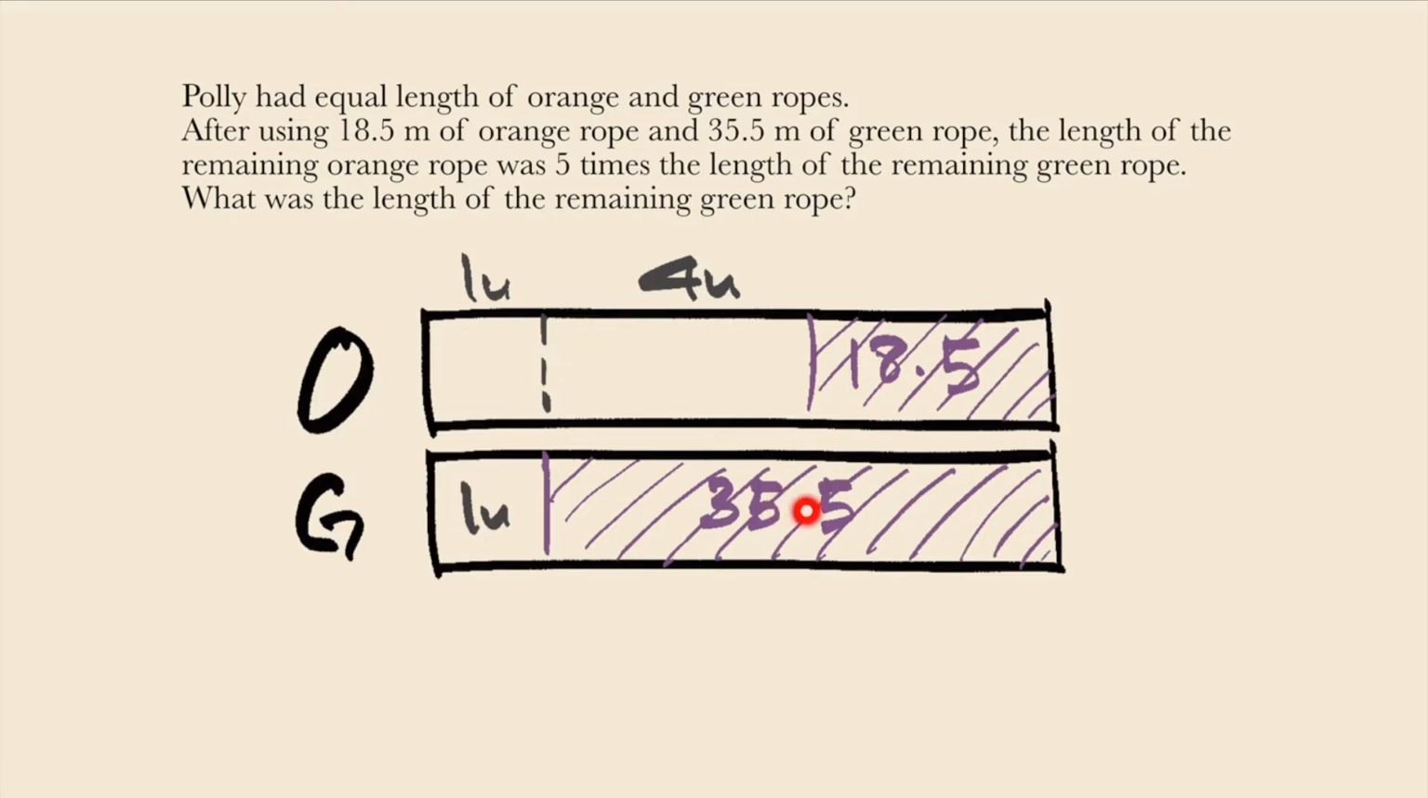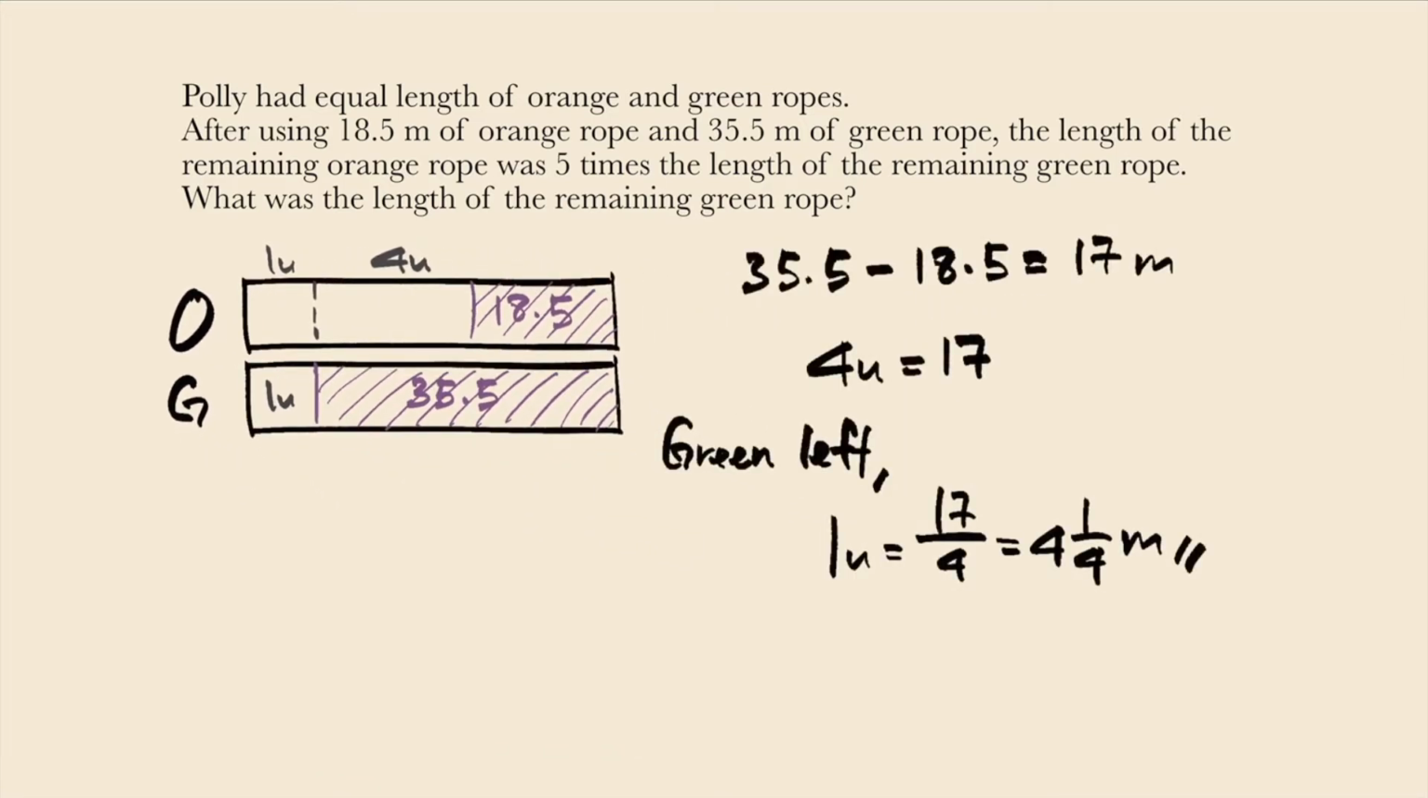Now, if we can find the difference between these two, which is this unshaded area here, that would mean we have found 4 units. So let's do that. So we're going to take the difference, which is 17 meters. 4 units is 17 meters. What is the length of the remaining green? Which means we're interested in 1 unit. We'll just take 17 divided by 4, which is 4¼ meters.